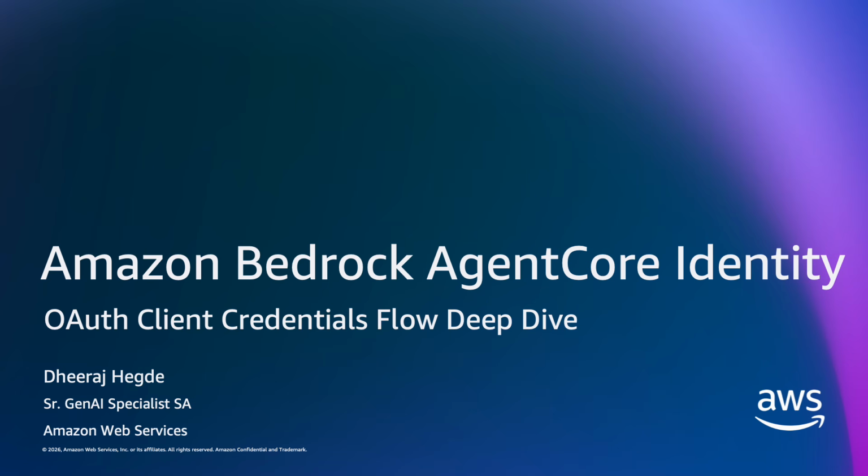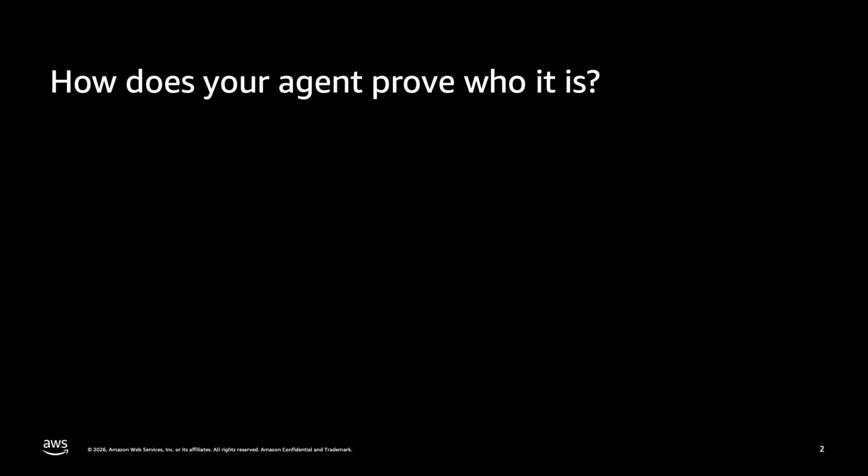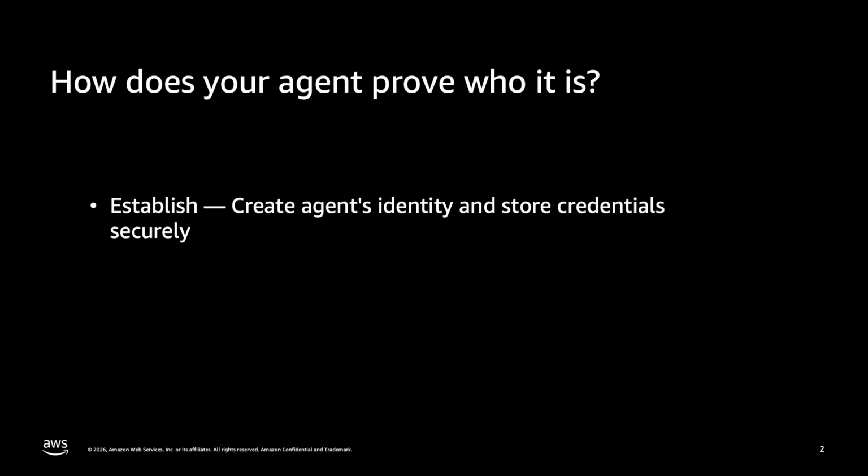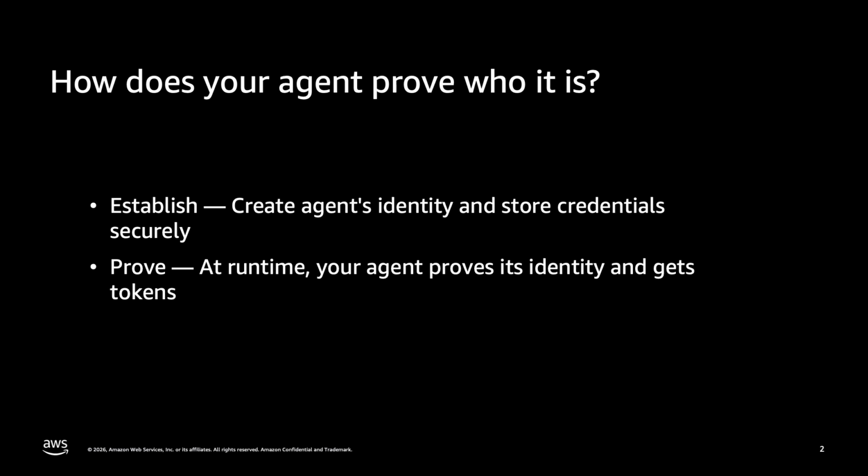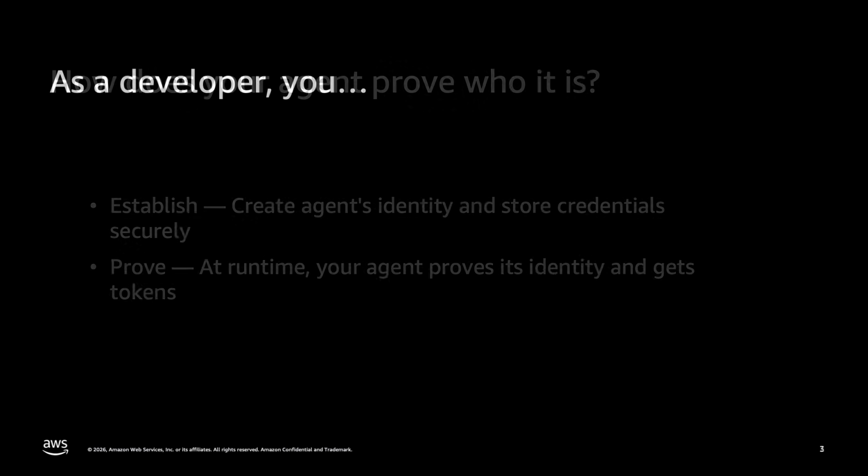In this video, we'll see how AgentCore Identity lets your agent authenticate and access external APIs without ever touching the client credentials. So how does the agent prove who it is? We'll answer that question in two parts. First is the establish part, where you create your agent's identity and securely store the credential it needs for external services. This happens before runtime. And second is the proof step. At runtime, AgentCore handles the authentication for your agent. It proves your agent's identity and gets the token for the agent to access the external API.